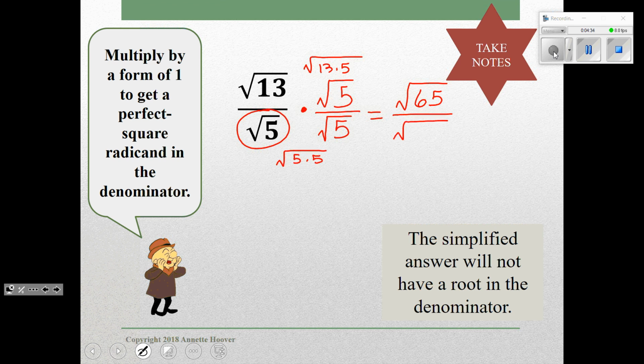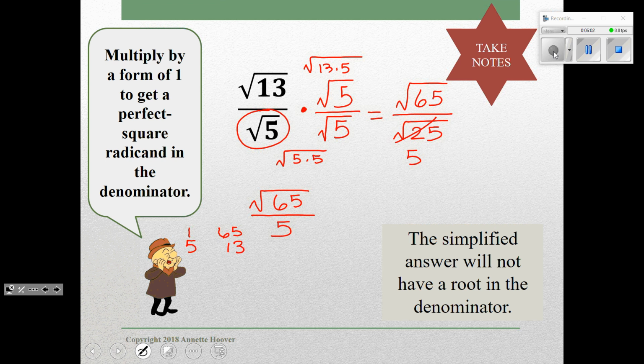And the square root of 25 is a perfect square. That's going to be 5. So now on top, we still have the square root of 65, and we have 5 in the denominator. So we've rationalized. We've made the denominator a rational number. Now, is there any way we can simplify 65? So think of factor pairs that equal 65. We have 5 and 13.